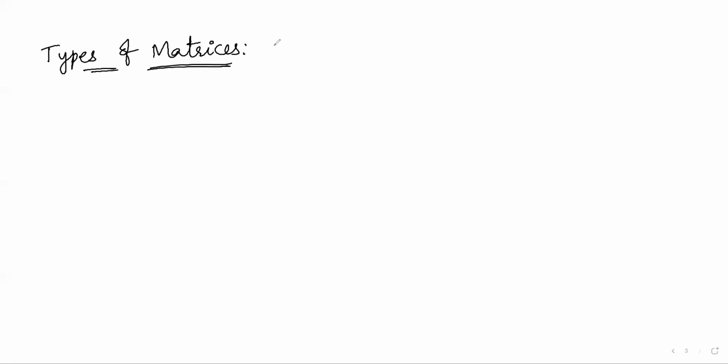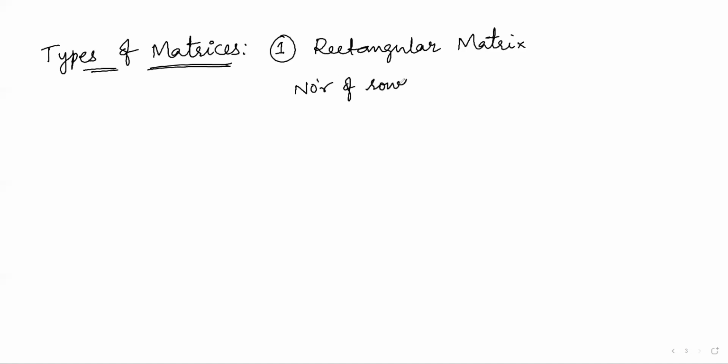First we'll see the rectangular matrix. What is this rectangular matrix? A rectangular matrix means the number of rows is not equal to the number of columns. So here the 2 by 3 matrix is a rectangular matrix.